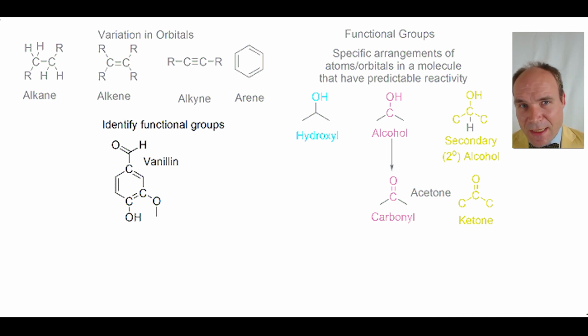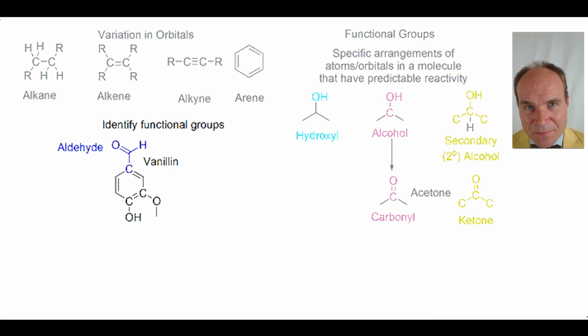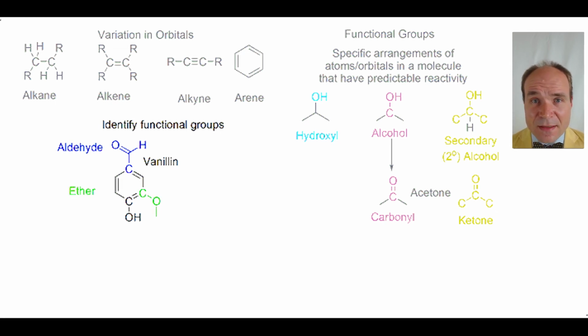The first one I want to look at is called an aldehyde. It's not all of the molecule, it's only part of the molecule, and it is a carbon doubly bonded to an oxygen, singly bonded to a hydrogen, and singly bonded to another carbon. The next functional group I'd like to draw your attention to is called an ether. An ether is an oxygen bonded singly to two carbons.